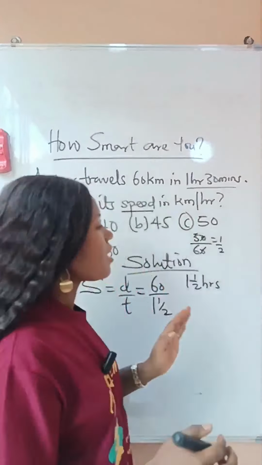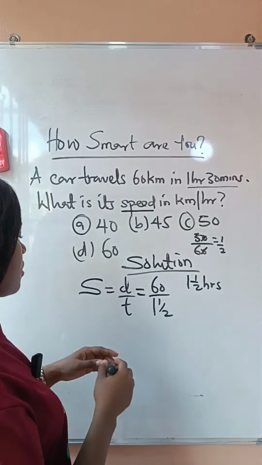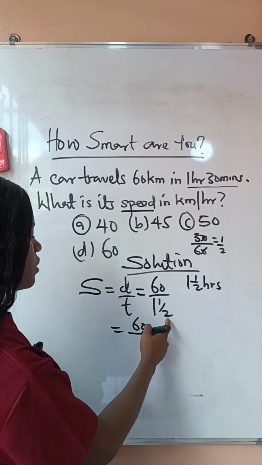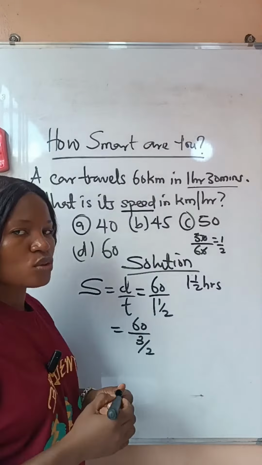Do you understand? That should be the first thing. Now, the next thing is we solve this. So we have 60 divided by 2 times 1, 2 plus 1, 3. So we have 3 over 2.